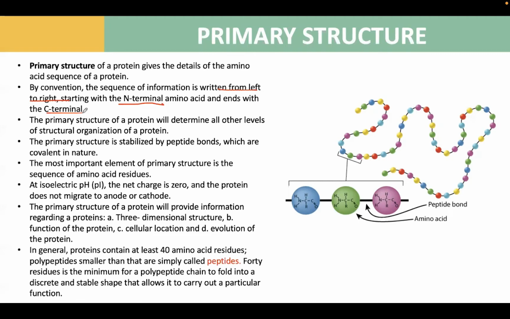So for the hierarchy of the structure of your proteins, it will start from the primary up until the quaternary. So pinaka-basic talaga dyan si primary. Next, the primary structure of a protein will determine all the other levels. Next, the primary structure is stabilized by peptide bonds, which are covalent in nature. Please do not forget, the most important element of primary structure is the sequence of amino acid residues.